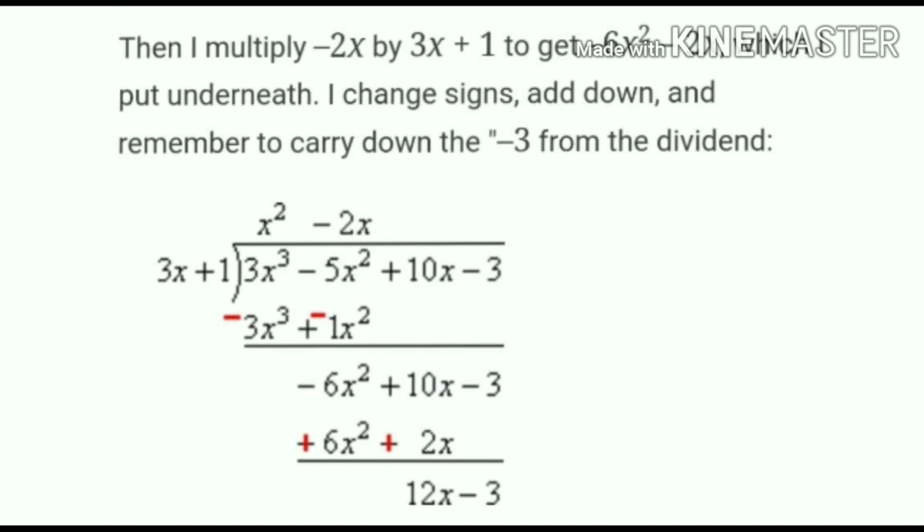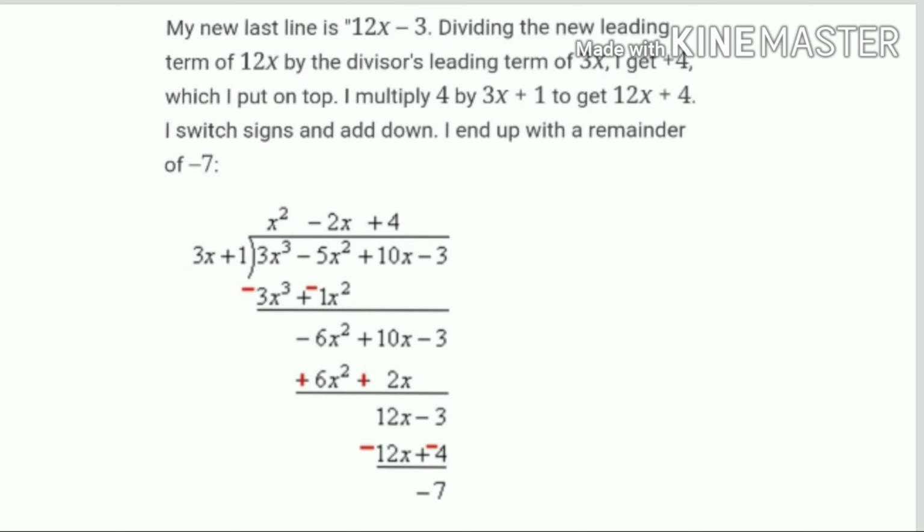So minus 2x and plus 3x when you multiply, we will get minus 6x square. Okay, and minus 2x and plus 1 when we multiply, we will get minus 2x. So again we will change the symbol. In place of minus it is plus, and before 2x it is also minus, so we will write here plus. Okay, so minus 6x square and plus 6x square both are cancelled here.